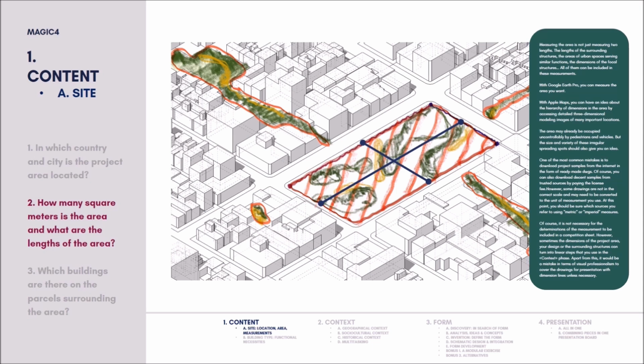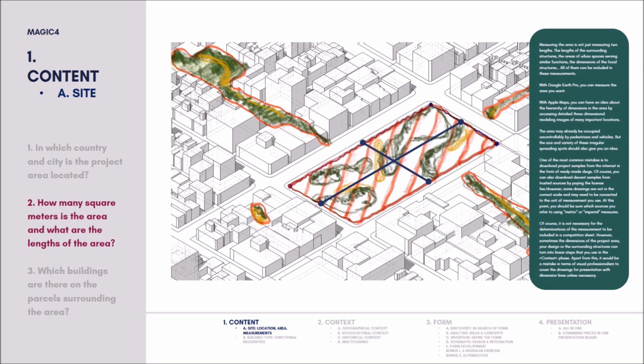Site. Question 2. How many square meters is the area and what are the lengths of the area? Measuring the area is not just measuring two lengths. The lengths of the surrounding structures, the areas of urban spaces serving similar functions, the dimensions of the focal structures. All of them can be included in these measurements. With Google Earth Pro, you can measure the area you want. With Apple Maps, you can have an idea about the hierarchy of dimensions in the area by accessing detailed three-dimensional modeling images of many important locations.